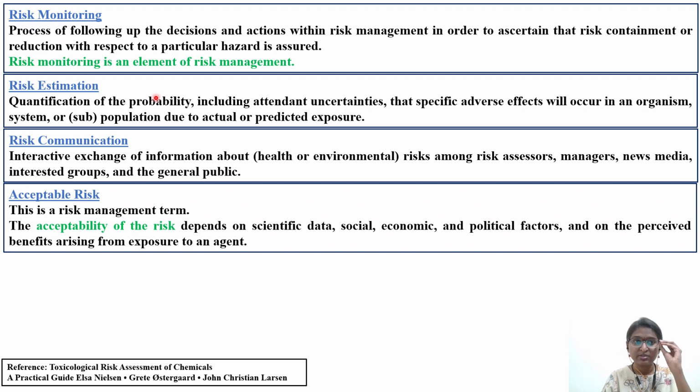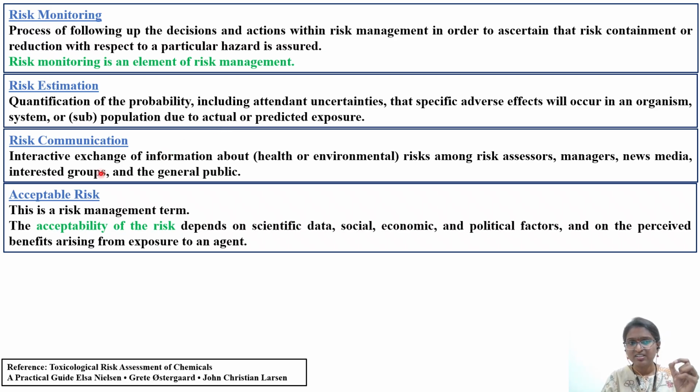Coming to risk estimation, we have seen before: quantification of the probability, including attendant uncertainties, that specific adverse effects will occur in an organism, system, or subpopulation due to actual or predicted exposure. Certain times you can also predict it before getting exposed. Okay, there's a leakage, there is a tendency that this much exposure will be there. So that risk estimation will be done by the toxicologist.